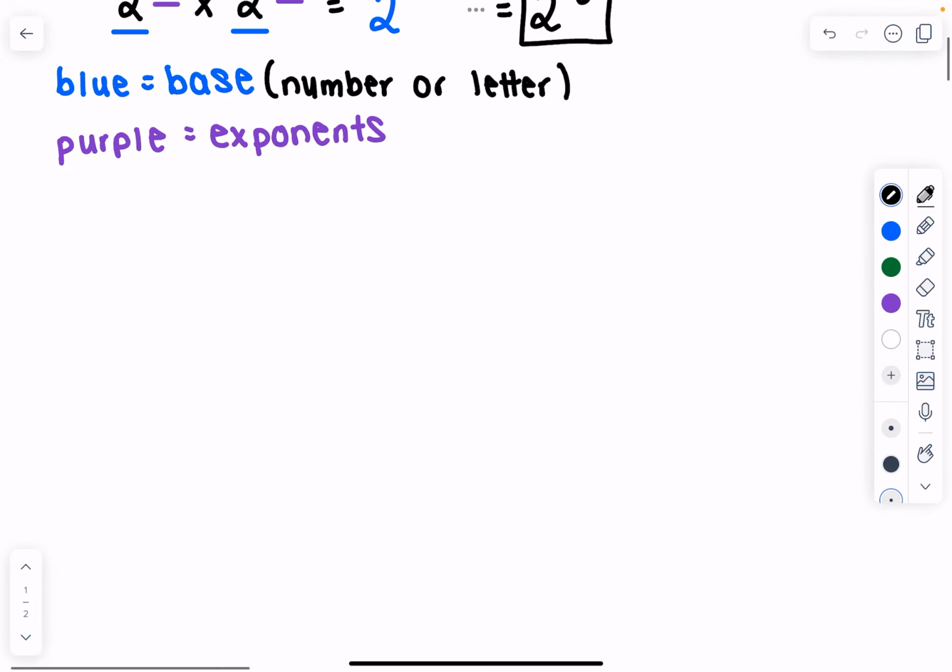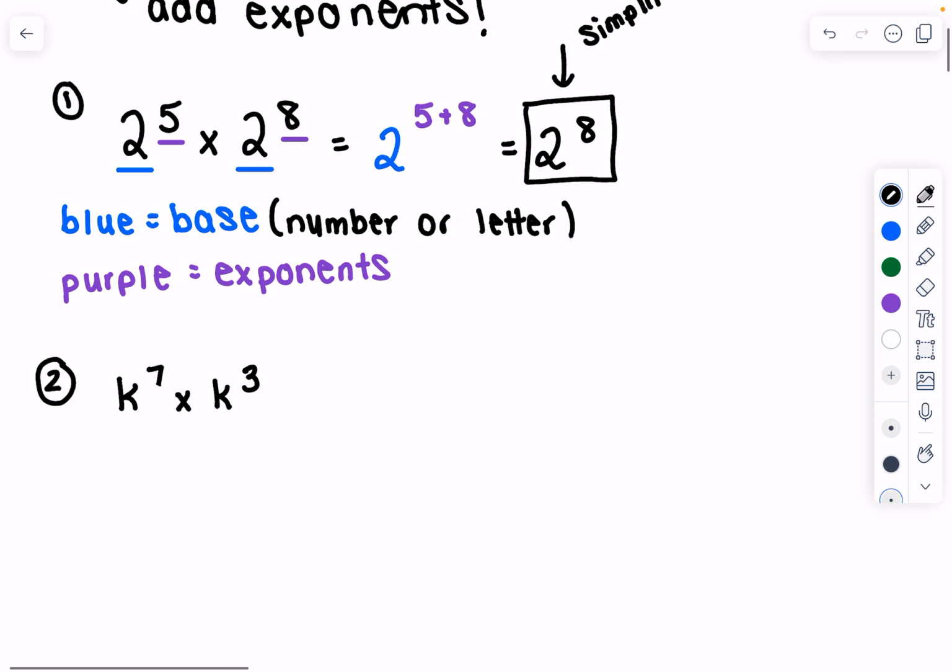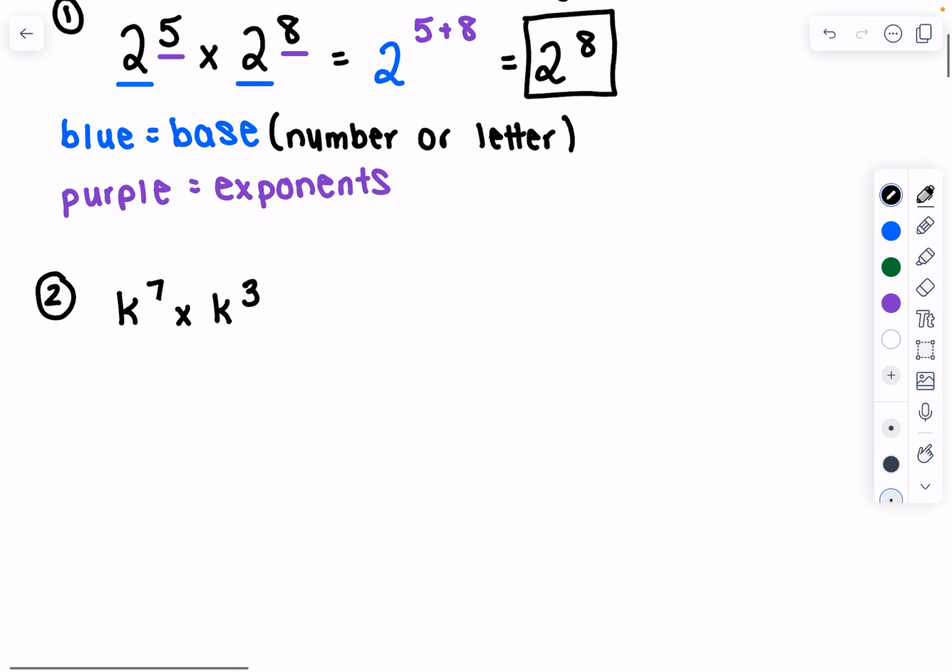So, let's try a couple more. Let's say we have a letter this time, because we haven't dealt with a letter yet. Say I have k to the power of 7. And yes, I picked it because my name starts with it. Okay, so k to the power of 7 times k to the power of 3. Very much the exact same process. The only difference is dealing with the letter. So my base is my letter.